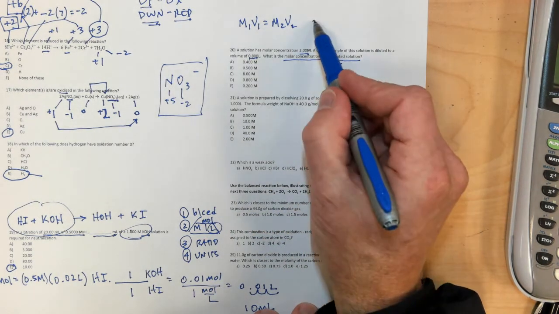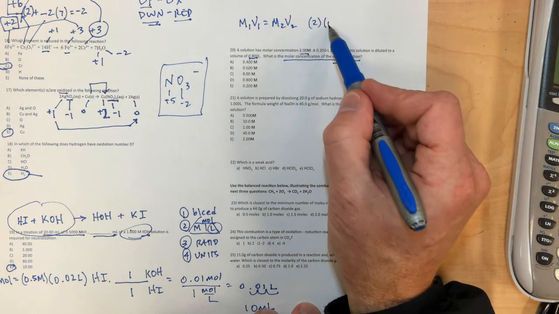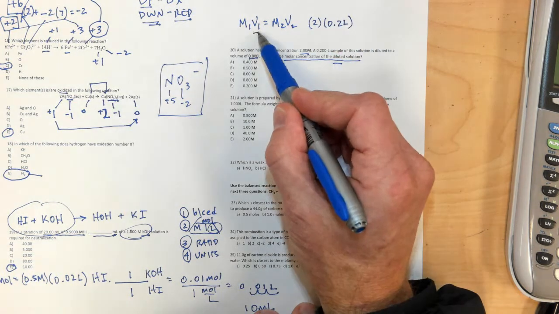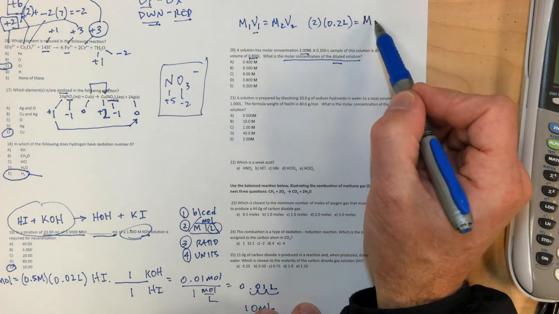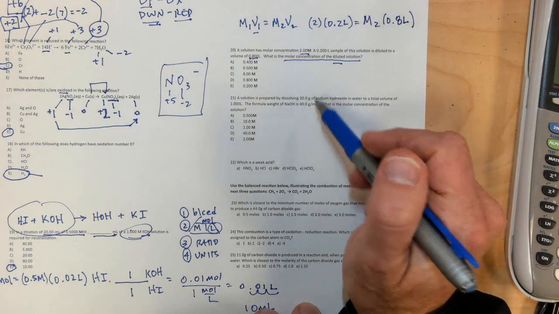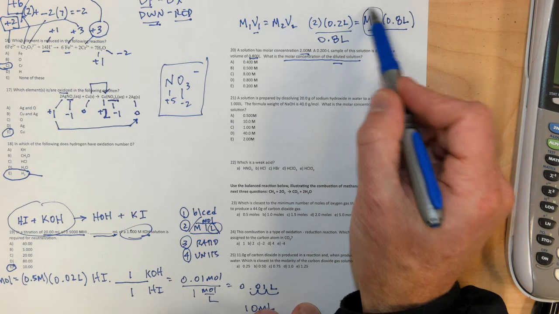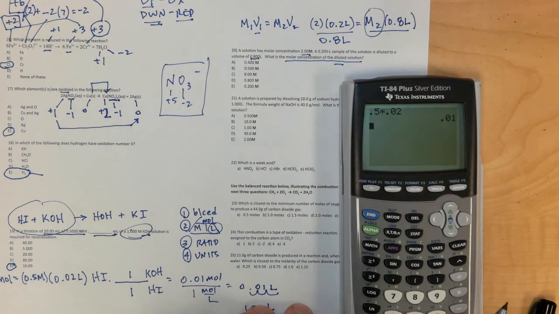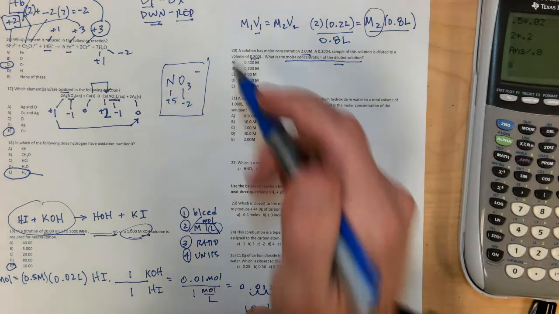The initial molarity is 2 molar. A 0.2 liter sample, so 0.2 liters is my initial volume. It's diluted to a volume of 0.8 liters. Divide both sides by 0.8. I'll get the final molarity, or the final molar concentration, by taking 2 times 0.2, enter, divided by 0.8, enter. 0.5 molarity would be my answer for letter B.